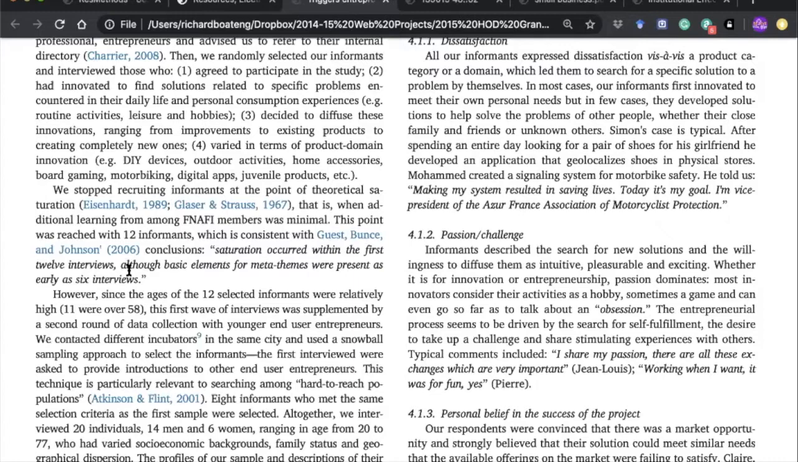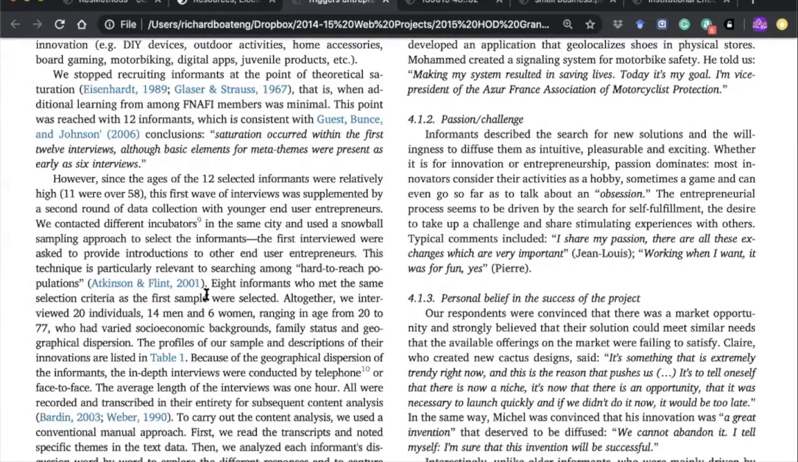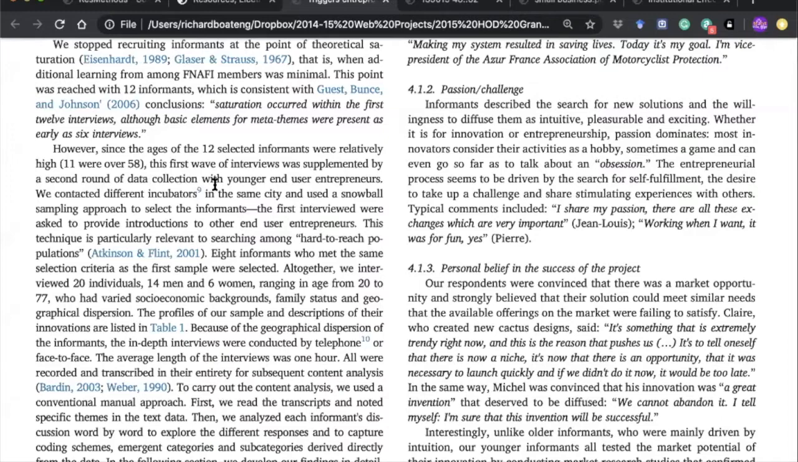Okay. However, since the ages of the 12 informants were relatively high, the first wave of interviews was supplemented by a second round of collection with younger end user entrepreneurs. So the different groups: end user entrepreneurs who were older and those who were younger. We contacted different incubators in the same city and used a snowballing sampling approach to select informants. The first interviewees were asked to provide introductions to other end user entrepreneurs.